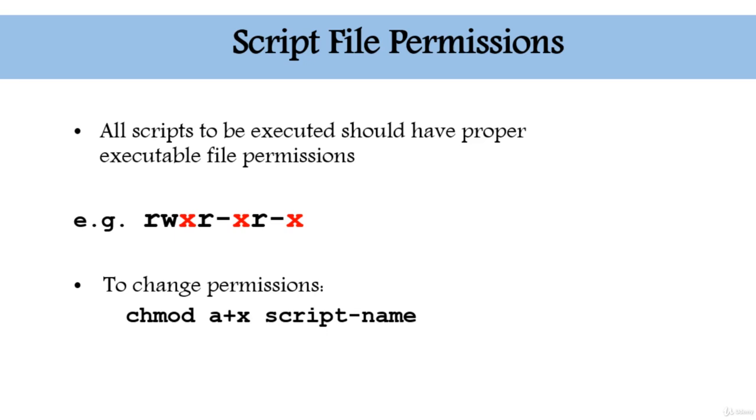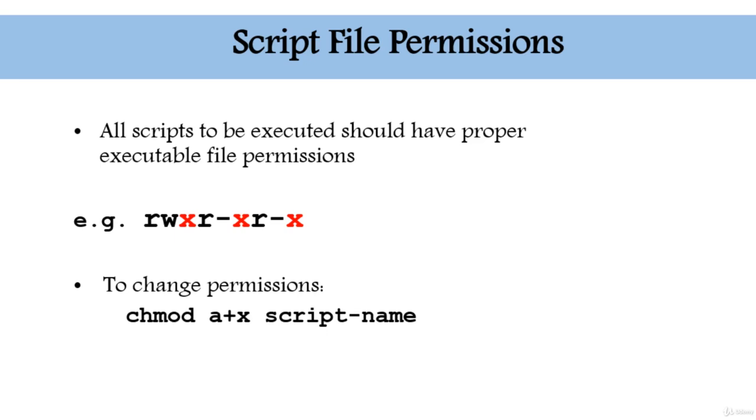Then read dash X, meaning the group that the user belongs to has the right to read and execute the script. And the last one is the others, people who do not belong to your group or are not you. They could also execute that script and read it. But of course, they cannot write it, because you don't see the W in the middle of group and others. So every time you create a script, you need to assign the executable permission.